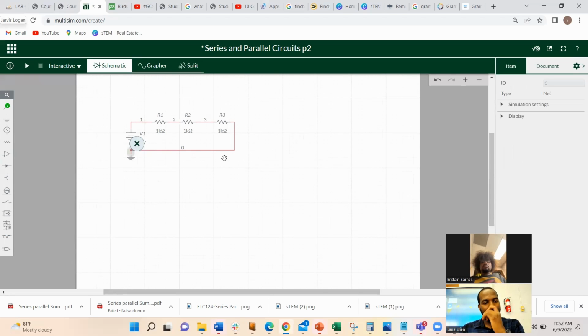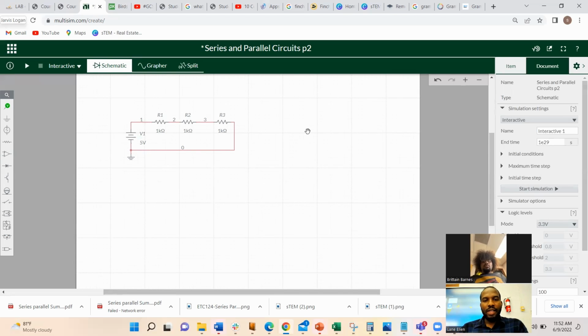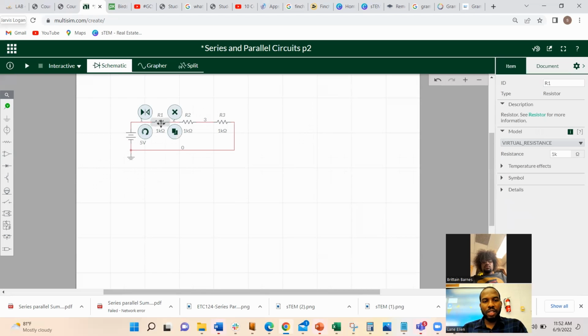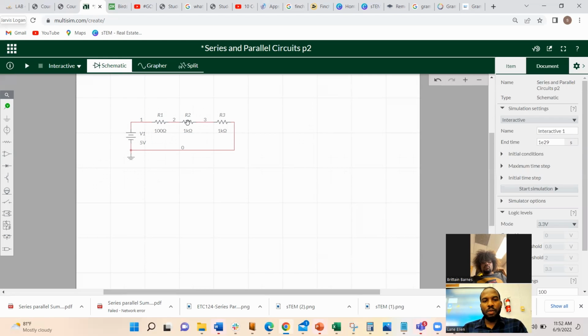So I just built the series circuit, and the next step, I need to go ahead and change the value. So the value of this one is going to be, and so on the right hand side, you can see the value. The value of this one is going to be 100 ohms. So I enter 100. I'm going to change the value of the second one to 220.